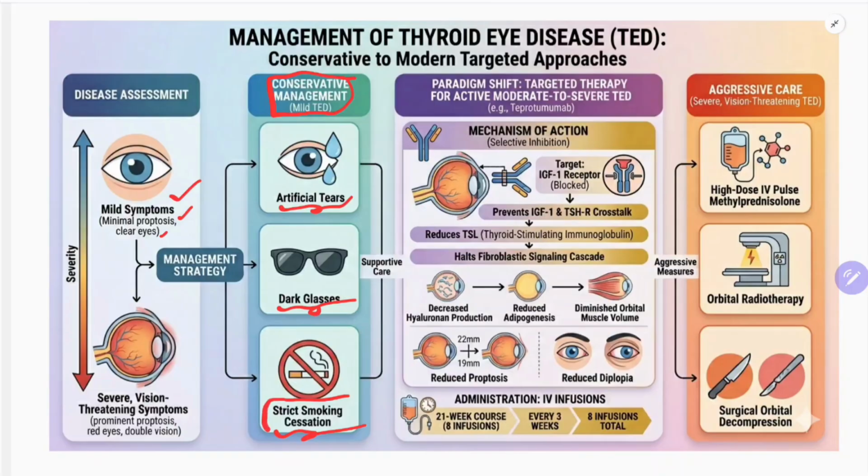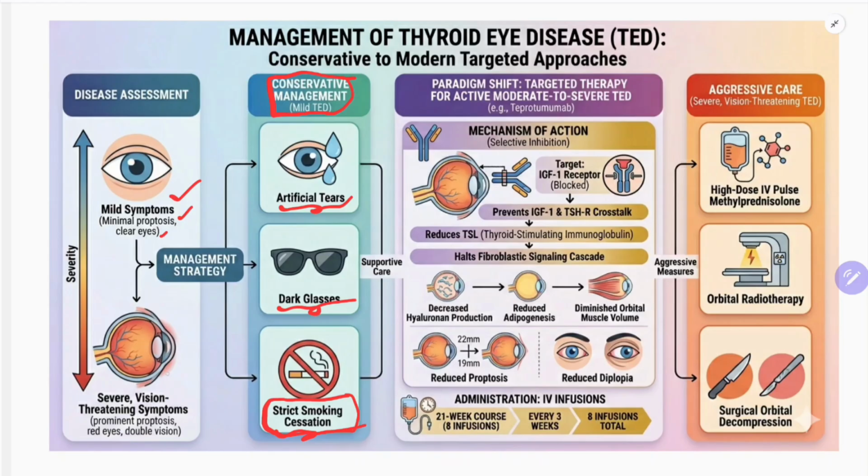Remember, smoking is a very bad thing in patients with thyroid eye disease. It will exacerbate the eye disease. So artificial tears, dark glasses, and strict smoking cessation. This is the thing for mild thyroid eye disease.